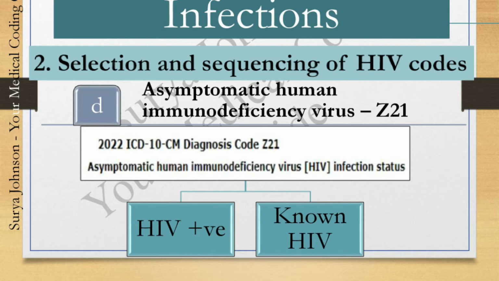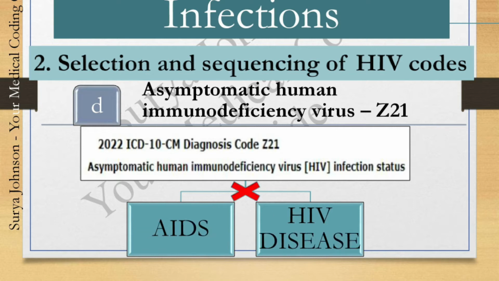The next scenario is asymptomatic HIV. What does it mean? The patient is HIV positive or already known to be HIV positive but does not have any symptoms. In that case, you cannot code it as a disease condition, B20. In this scenario, we should code Z21, asymptomatic HIV infection status. You cannot code Z21 if the patient already has AIDS or an HIV disease. That means the patient already has symptoms or disease or HIV related illness. In this scenario, we cannot code Z21. Only as long as the patient is asymptomatic with HIV positive status can you code Z21.